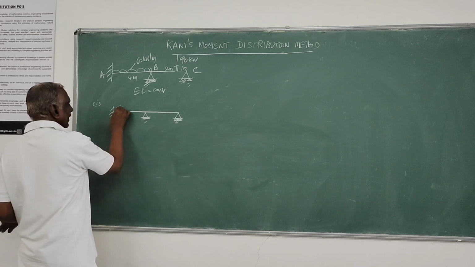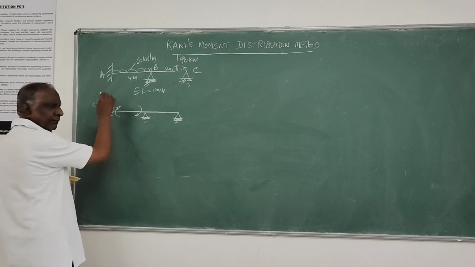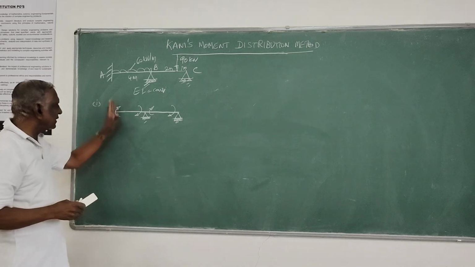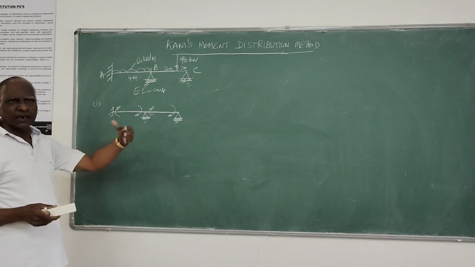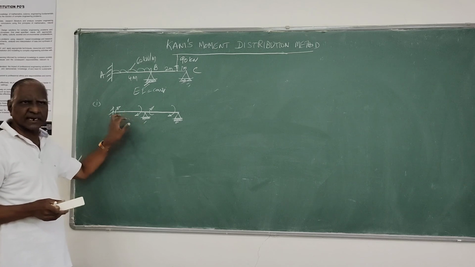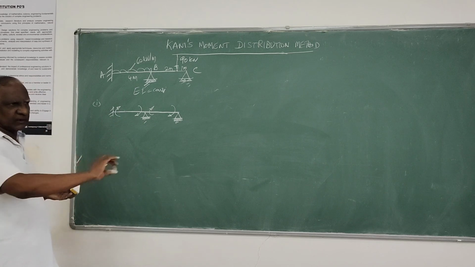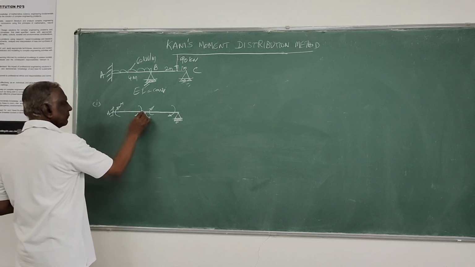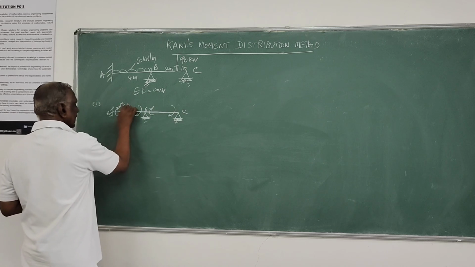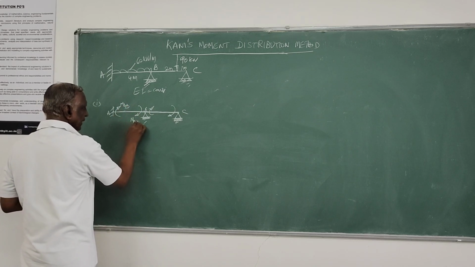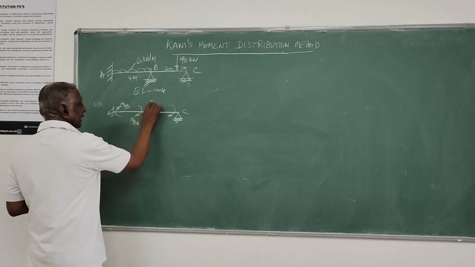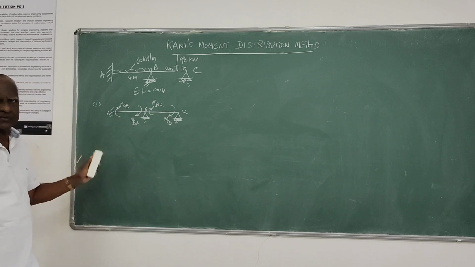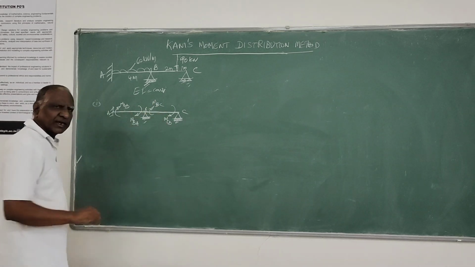Here, for each member, you have to just find out the member end moments. Only the member end moments we select, because though shear is also there, that shear you can determine once you determine these end moments by applying simple equations of equilibrium. So we select only the member end moments as the unknowns, which we have to determine during analysis. This is MAB, MBA, MBC and MCB. These are the end moments which we have to identify first.